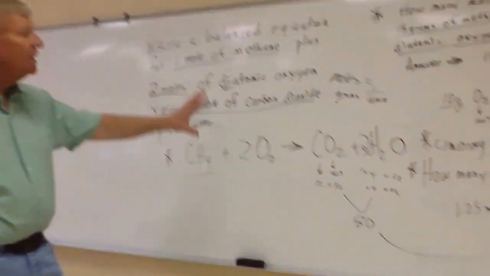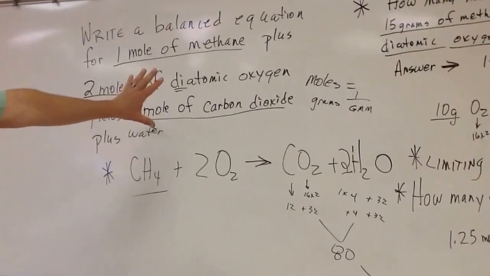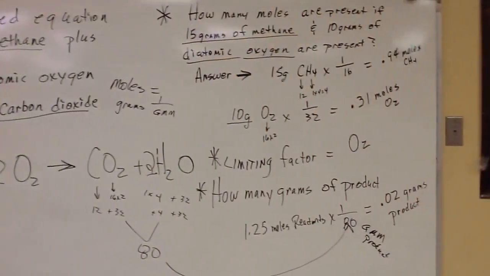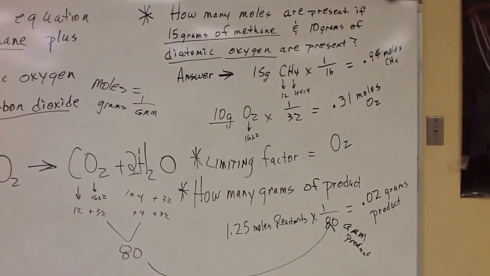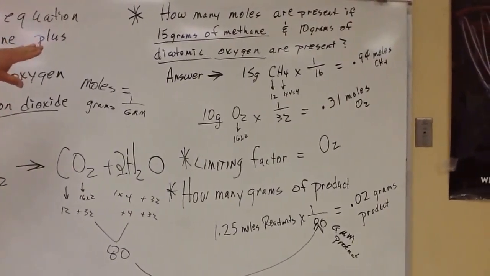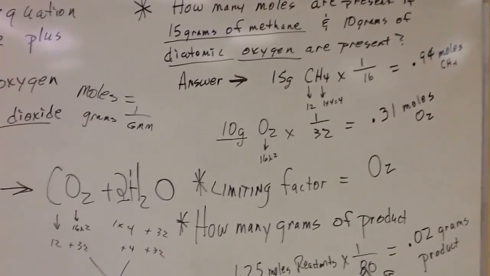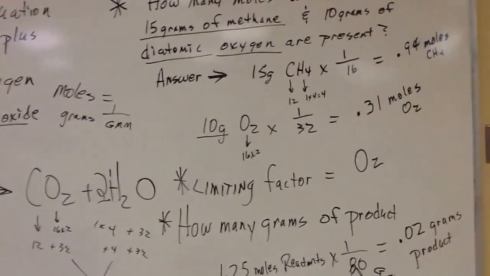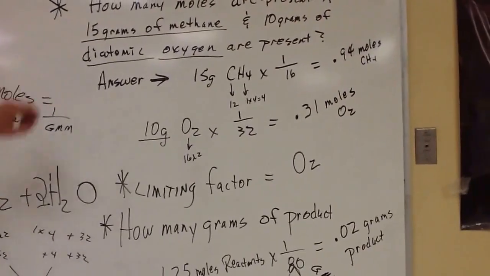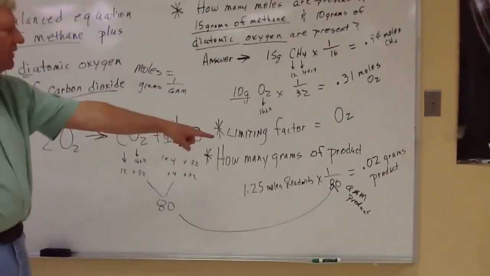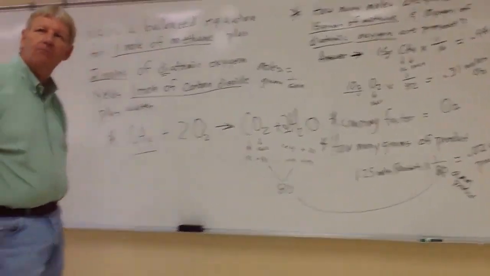Once again, this type of problem looks difficult, but if you learn it step by step, it's pretty easy. We've got to balance the equation. Then we've got to calculate the number of moles. Moles are equal to the grams times 1 over the gram molecular mass. And then when we do the product, we have to add up the moles of everything in the reactants, and then divide that by the gram molecular mass of the total product.